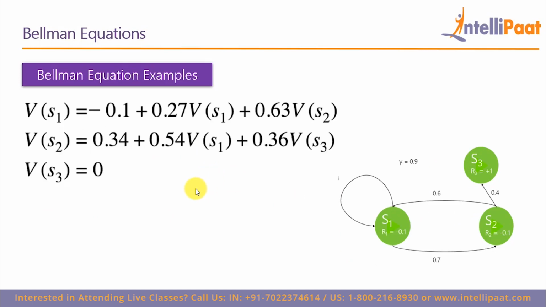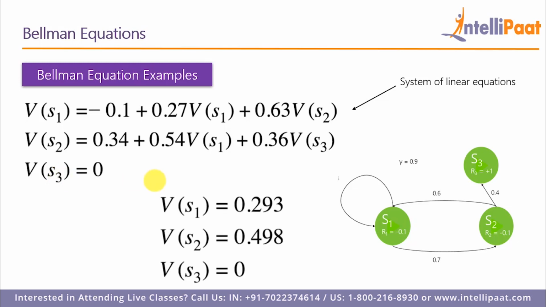So now we have three equations, and this is called a system of linear equations. We have three equations and three unknowns, that is V of S1, V of S2 and V of S3. You can use an online calculator, or if you know how to solve a system of linear equations, you can solve it, and after solving you will get these particular values. So for each state we have a state value function, or the state value. The values are 0.293 and 0.498, and the value for the state S3 is 0.